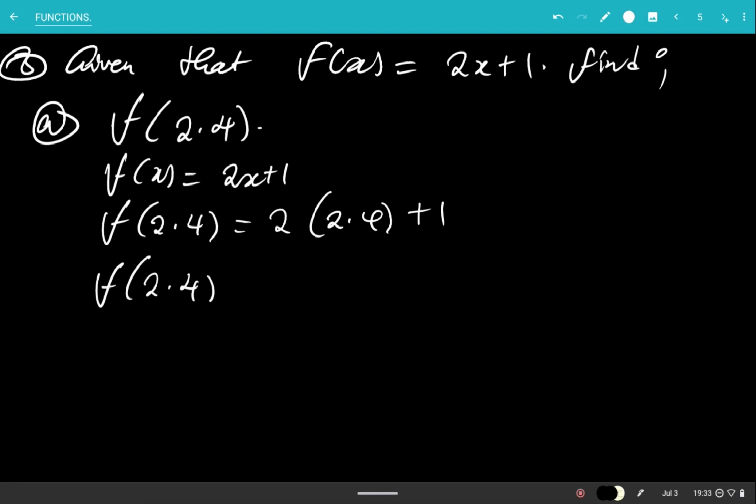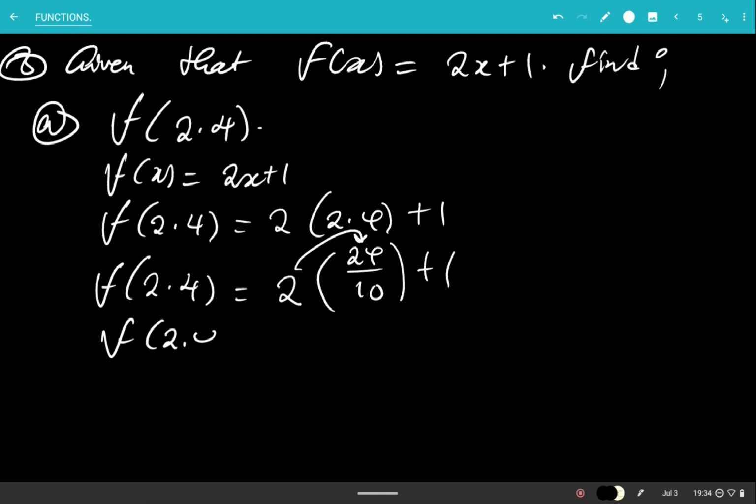So for 2.4, convert the 2.4 into a single fraction. This will be 24 over 10 plus 1. Others would also want to reduce this. You can reduce it if you want. But let's just leave it that way. Or we can just go directly and say, okay, what is 2 times 24? Now, f at 2.4 will then be 2 times 24. That will be 48 over 10. I prefer not reducing so that you can just take it back to the decimal fraction easily by maintaining the 10 at the bottom.